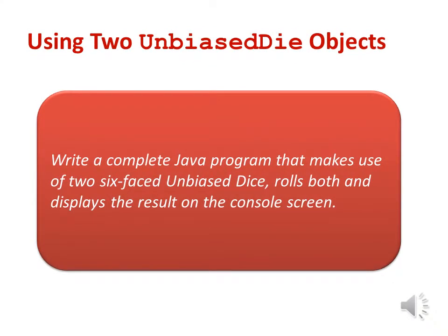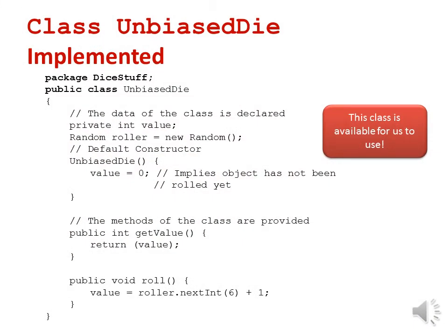The problem is to write a complete Java program that makes use of two six-faced unbiased dies, rolls both, and displays the result on the console screen. We have already developed the class unbiased die. We know that it stores as attribute an integer variable called value. It also offers methods to roll the unbiased die object and get the face value rolled. We will use this class in solving the problem.